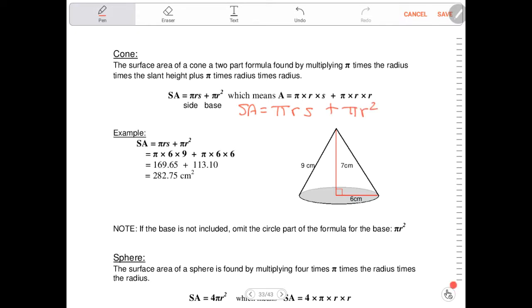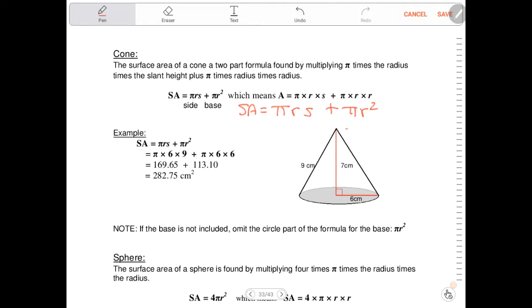The one that I haven't seen before is S. S means slant height. Okay, well, what the heck is a slant height? Slant height is the height of the slanted side of the cone. And in this case, that value is 9. So let me show you how I calculate this.